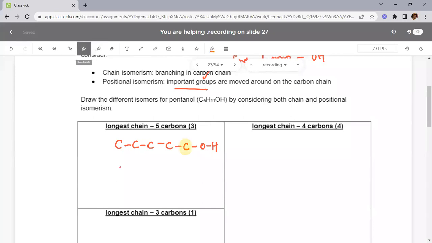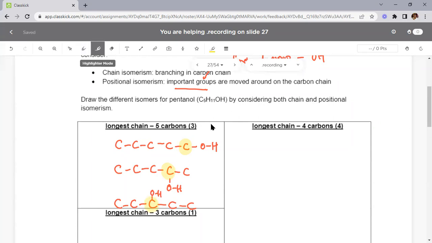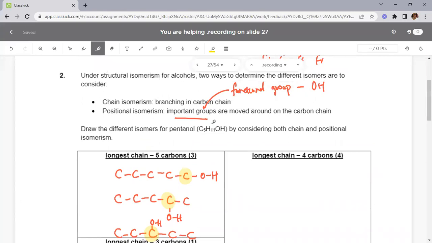The second one I'm going to do, okay, I'm going to draw another five carbon chain. I'm going to attach now my OH to the second carbon. And I'm going to have my last one, my five carbons, with the OH attached to the third carbon. Okay. This is known as positional isomerism. Again, it's known as positional isomerism.